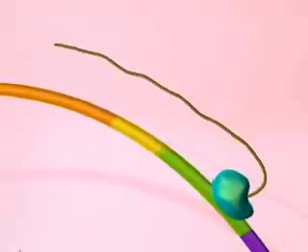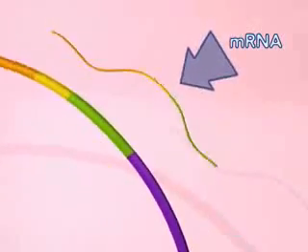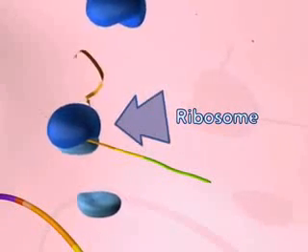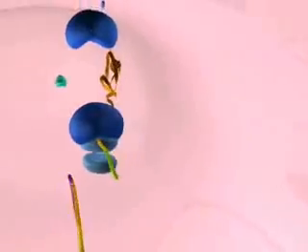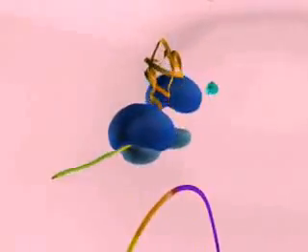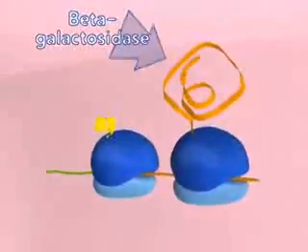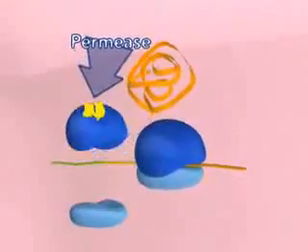Here we show two of the three Lac Operon genes being transcribed into mRNA. Ribosomes then bind to the mRNA, and the two proteins are translated. The first protein is beta-galactosidase, which breaks down lactose into two simple sugars. The second protein is permease, a membrane-bound protein.